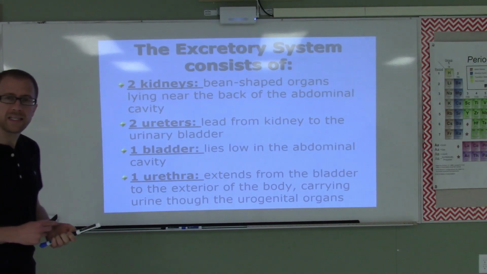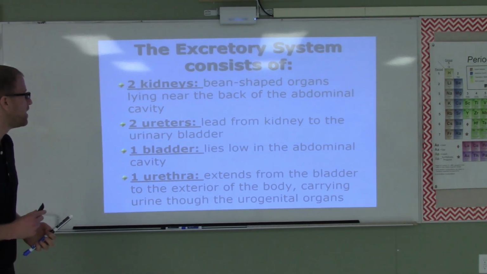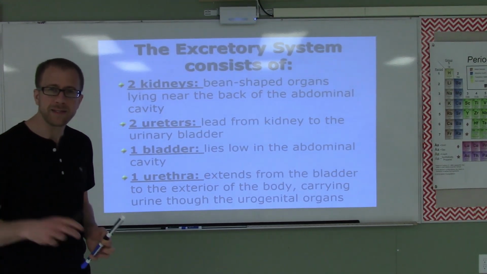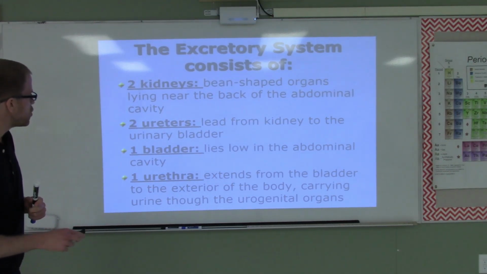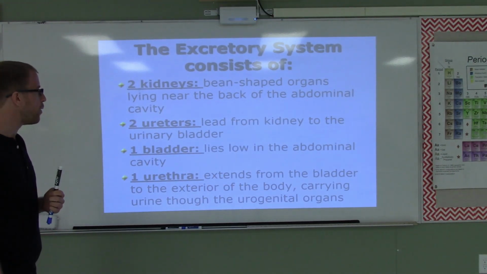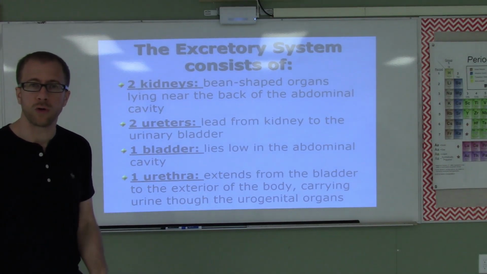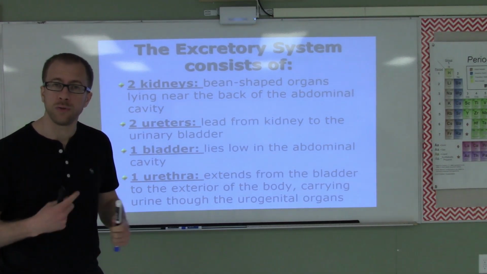Now, you have two kidneys. They are bean-shaped. Kidney beans, they kind of look like those. You have two ureters, which connect from your kidneys and go to your bladder. They transport urine to your bladder.